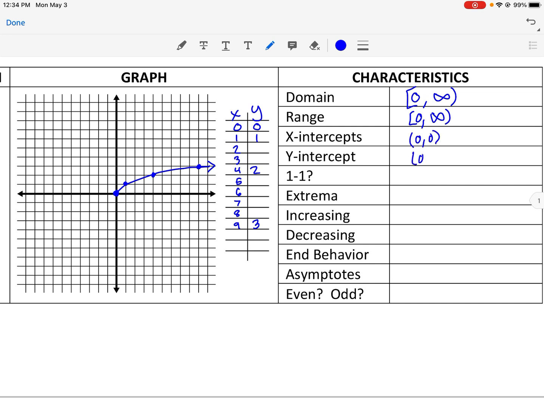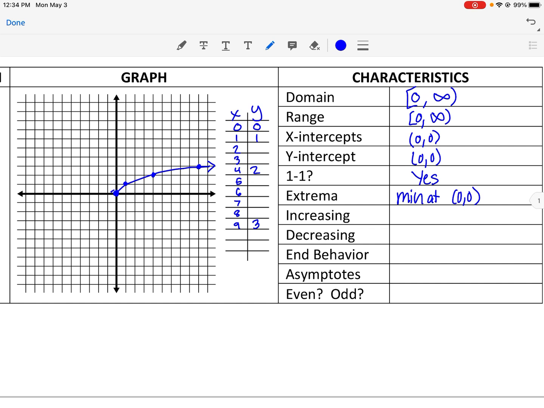X-intercept at (0, 0), y-intercept in the same place. Is it one-to-one? It passes the vertical and the horizontal line tests, so this is a yes. Extrema, do we have any max or min? We do have a min this time, because it doesn't go below a certain number, so we have a minimum at (0, 0). That's our minimum point.